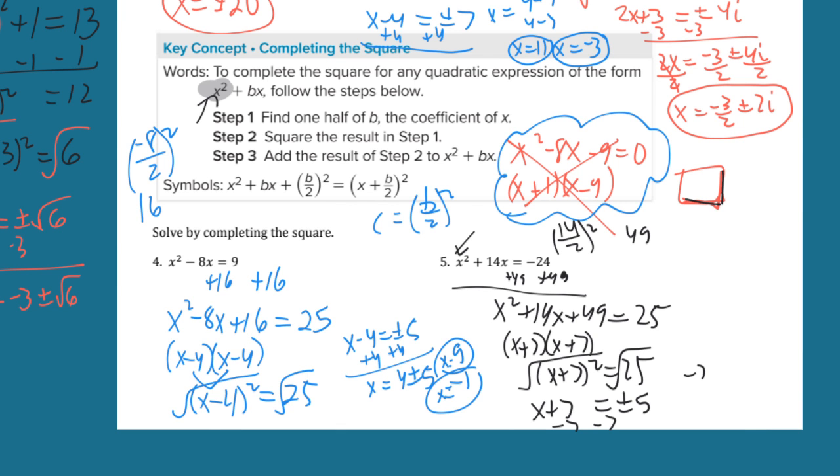So you get negative 7 plus 5 and negative 7 minus 5, and that would be negative 2. And then x is also equal to negative 12. So those are our answers for the problem. And if you graphed it, you'd see that's where they cross the x-axis. Okay, so let's keep on trucking.